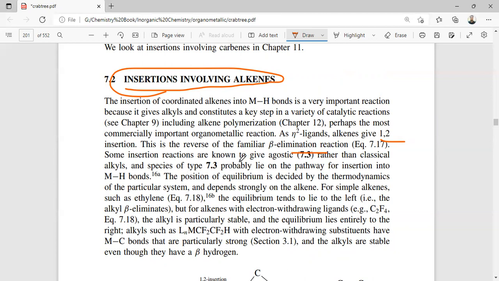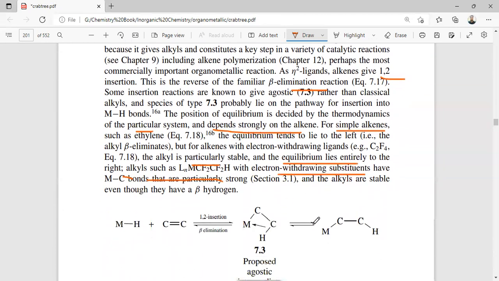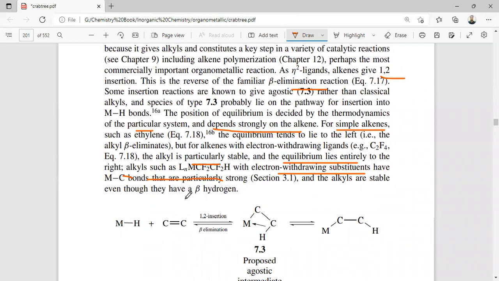Some insertion reactions are known to give agostic rather than the classical alkyls. This probably lies on the path of insertion into the M-H bond. The position of the equilibrium is decided by the thermodynamics of the particular system, which depends strongly on the alkene. For simple alkenes such as ethylene, the equilibrium tends to lie to the left, but for alkenes with electron withdrawing substituents, the alkyl is particularly stable and the equilibrium will lie entirely to the right. So alkyls with electron withdrawing functions have M-C bonds that are particularly strong, and the alkyls are stable enough to have the beta hydrogen.